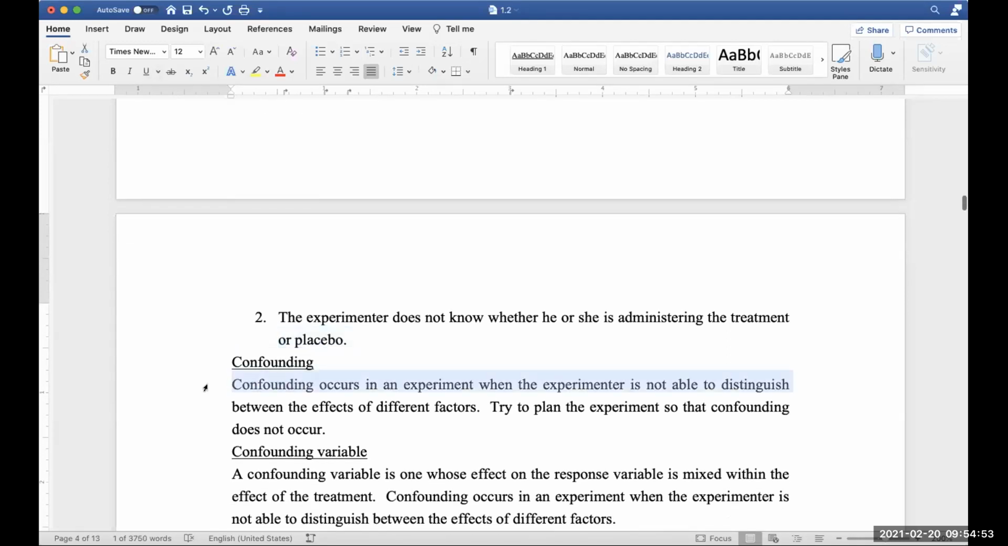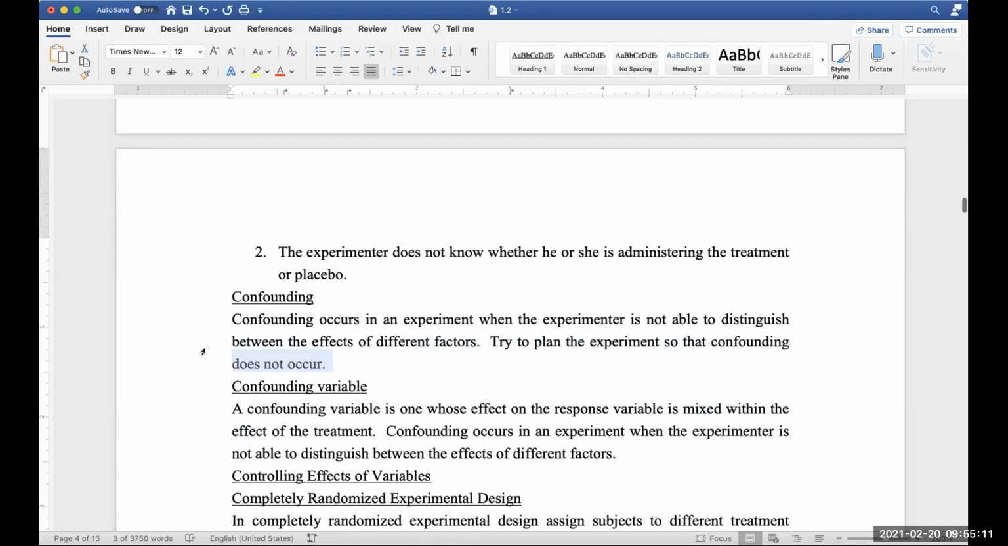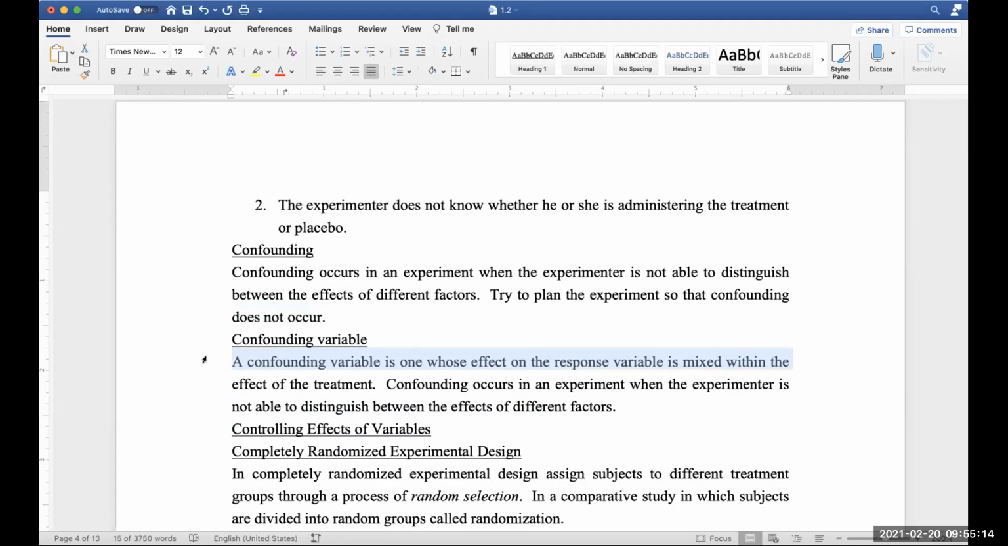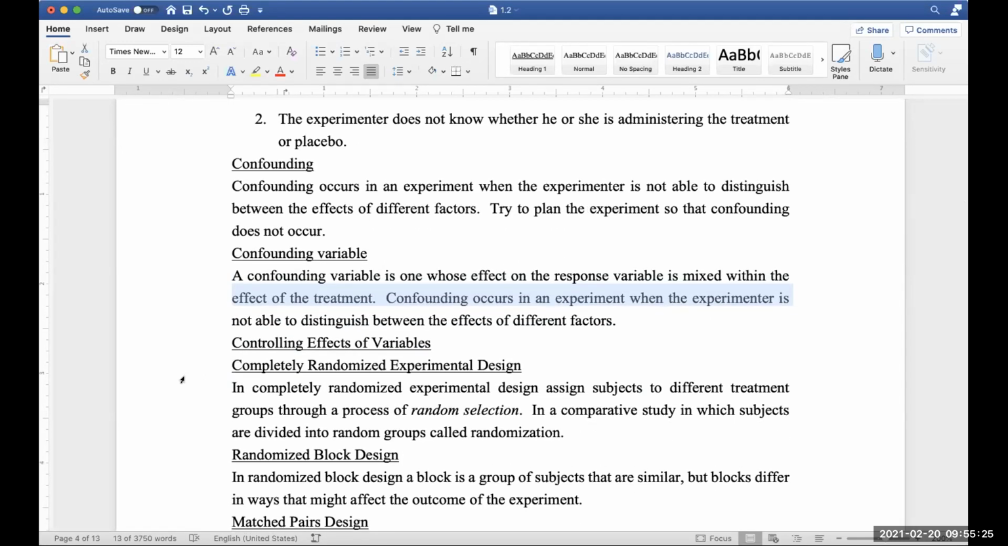So confounding. Confounding occurs in an experiment when the experimenter is not able to distinguish between the effects of differing factors. So you should try to plan an experiment so that confounding does not occur. A confounding variable is one whose effects on the response variable are mixed in with the effects of the treatment.